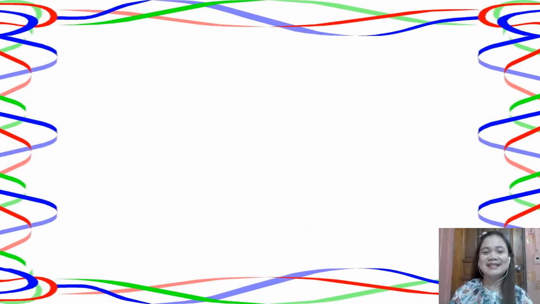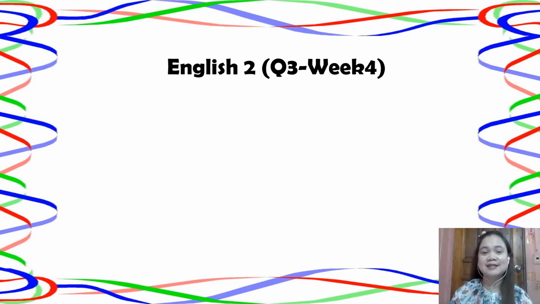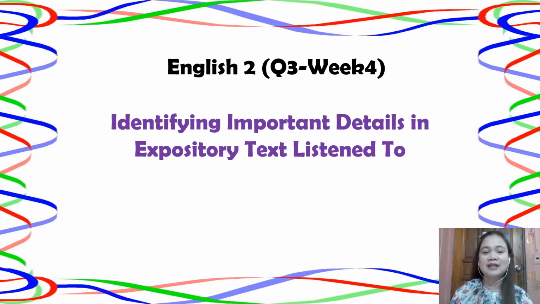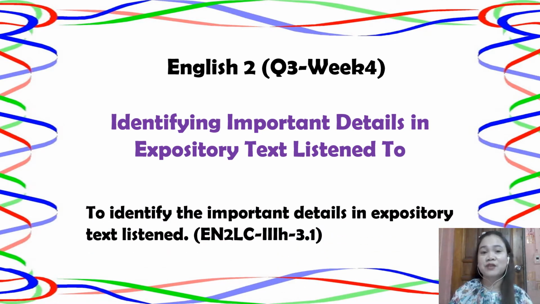Blessed morning, kids. Our subject for today is English 2. We are in Q3 Week 4. Our topic is about identifying important details in expository text listened to. And the objective for this topic is to identify the important details in expository text listened.